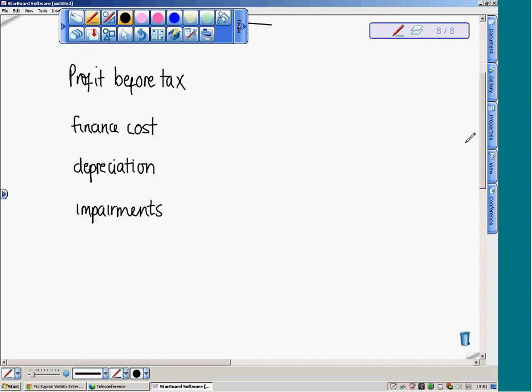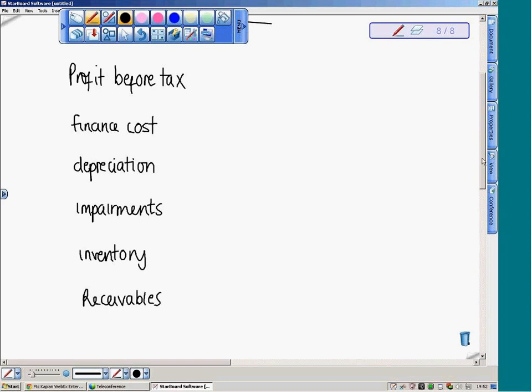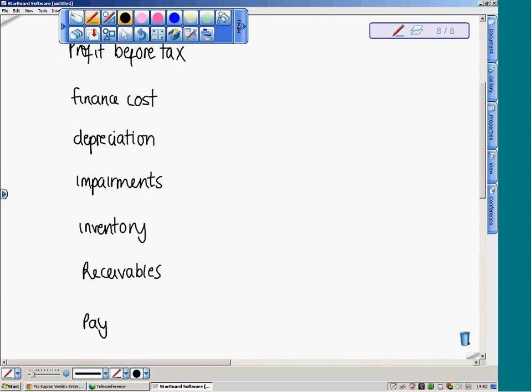Okay. In addition to that, you start factoring in the movements in your working capital. And the reason you're doing this is because in the income statement, you account for things on an accruals basis, okay? But in the cash flow, we're interested in the physical cash movement. So you're trying to correct the accruals position to bring it to a cash position, okay? So all you're doing is making adjustments for things like your inventory, receivables, and your payables. Okay.